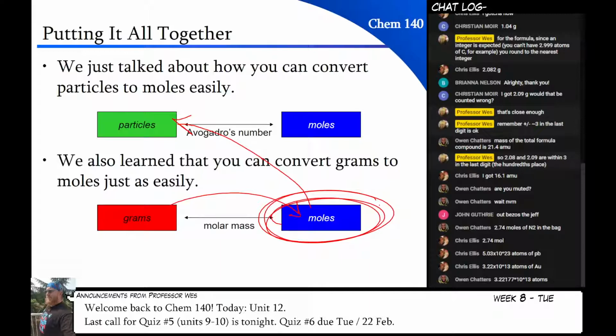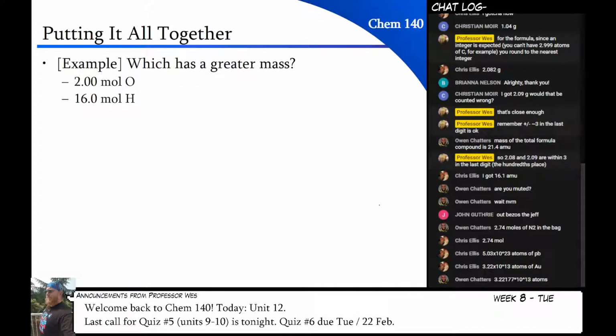As such, if you're ever in doubt for these types of problems, like what's my first move, what do I do to solve this problem, try turning whatever it is you're given into moles. See if that helps you, because the number of connections that come off of moles are varied and large, and there's a lot of them. There's all sorts of different things you can do with moles. So let's do some examples of this.